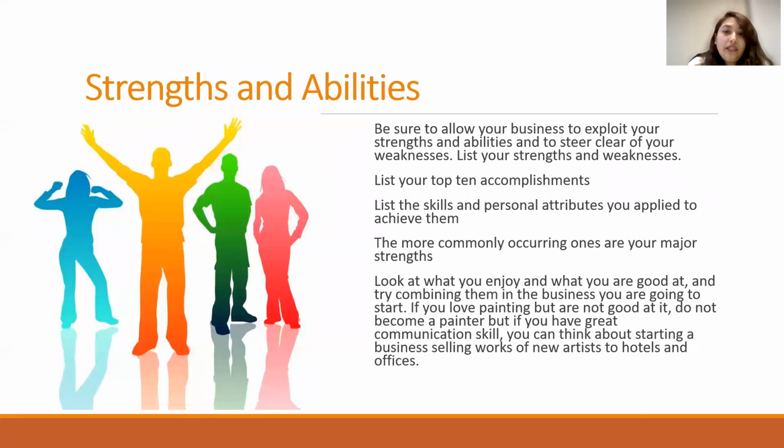Look at the strengths and abilities. We know what our strengths and abilities are. We are well aware of our weaknesses as well. So all you need to do is list down your strengths and weaknesses. List your top 10 accomplishments and list the skills and the personal attributes that you applied while achieving those accomplishments. The more commonly occurring ones are your major strengths. So look at what you enjoy and what you're doing well at, and then try combining all of them into a business idea that you're going to start.